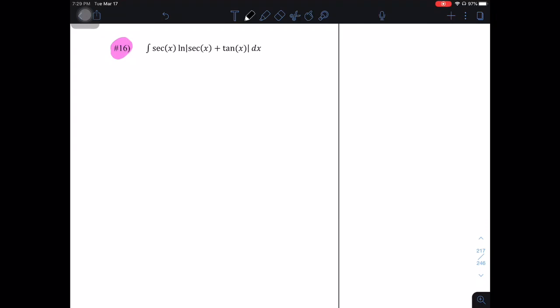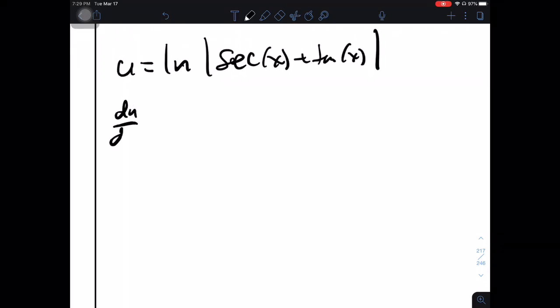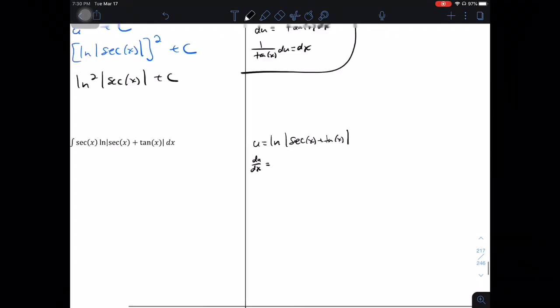Number 16. Well, if we take the derivative of secant, we get secant times tangent, which is not the other part of the problem. So our only real choice here is to see what happens if we set u equal to natural log of the absolute value of secant of x plus tangent of x. The derivative of natural log, once again, you take the derivative of the numerator and divide it by the denominator. So the derivative of secant is secant tangent, I believe.